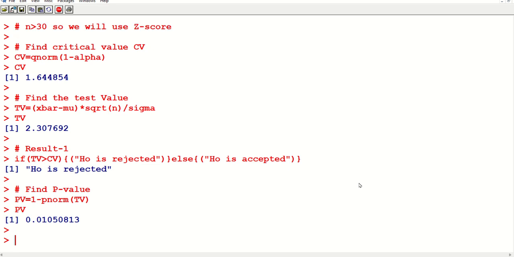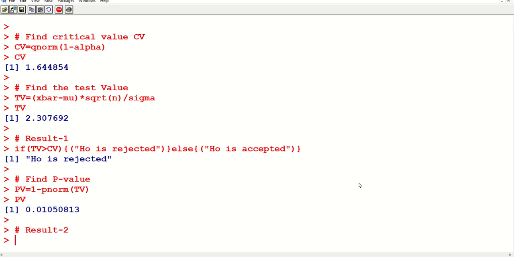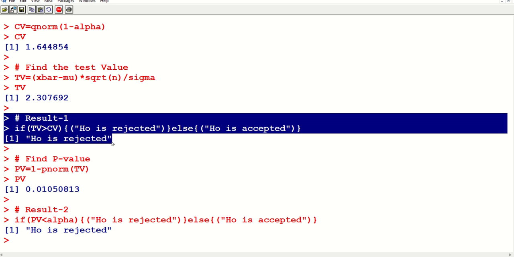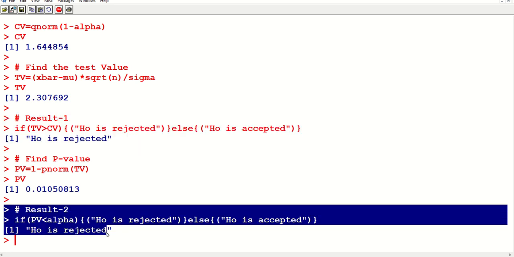And same comparison, I will write here result 2. Why I am explaining result 1 and result 2? Because I will explain you here. If p value is less than alpha, H naught is rejected. So here the answer is rejected. Look, in this case also the answer is rejected. In this case also answer is rejected.